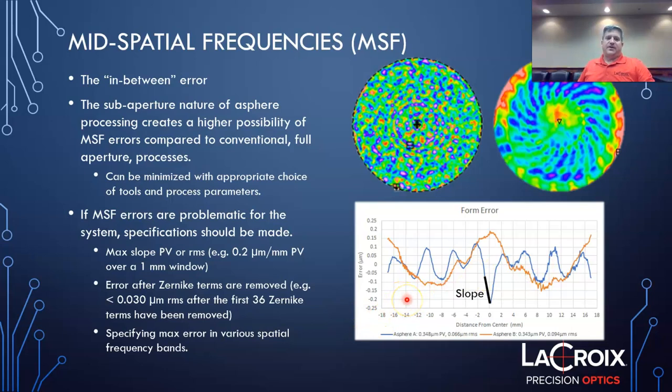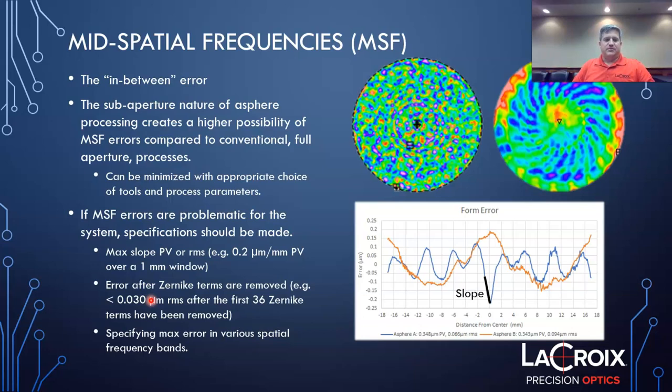Another common thing is to just have a specification: okay, remove the first 36 Zernike terms or the spherical Zernike terms, whatever you wish. And after you remove those, I want there to be less than however many microns RMS of residual error. So, for example, you remove all your astigmatism, spherical error, you're left with this map. You want this data map to have less than that amount of error. That's also a fairly common specification that works quite well.